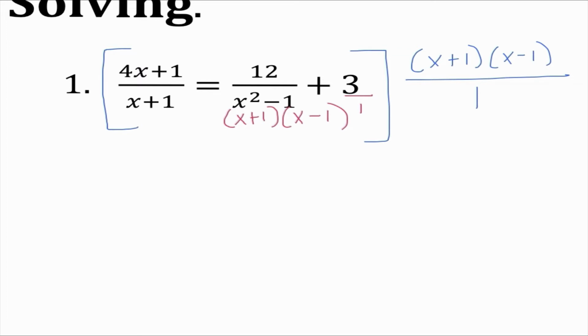So looking at this equation, I'm saying all of this times our LCD over 1. And the significance of this, it means I'm only multiplying the numerators by this value. Our denominators are all staying the same.